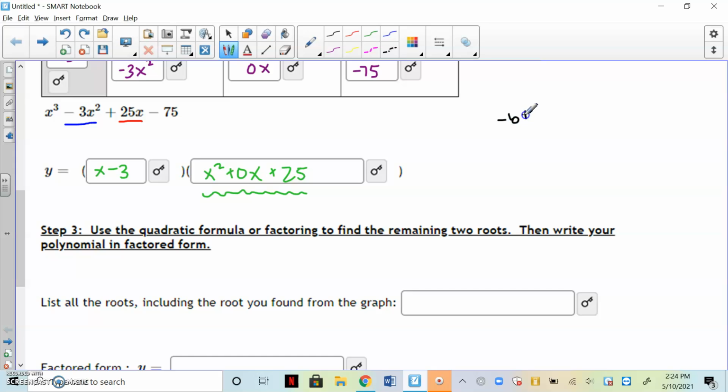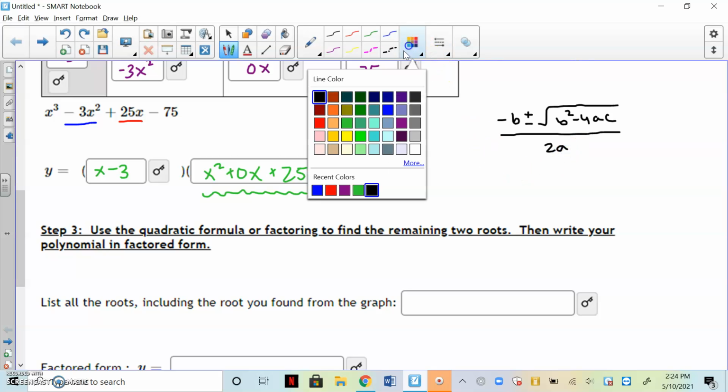which let's remind ourselves what that is. Oops, that's not right. Let's try that again. Negative b plus or minus the square root of b squared minus 4 times a times c, all over 2a. This is our quadratic formula, and we have to use this polynomial. So let's go ahead and select our a, b, and c.